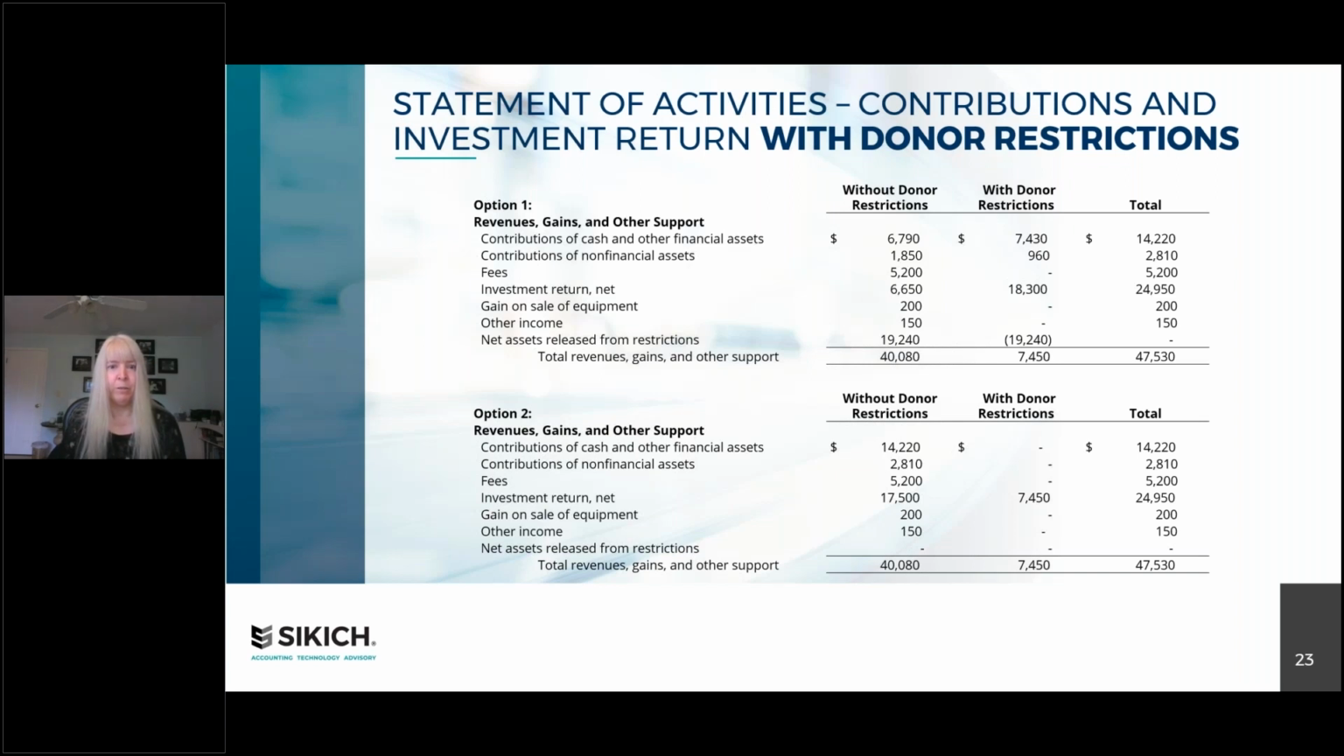And the investment return, I assumed that in this example, there were some endowment funds that the funds were used in the same period, and that's why the net assets were released from restrictions. So those details weren't in the FASB example, so I took some liberties there, but that's how it would look like in the two different formats.